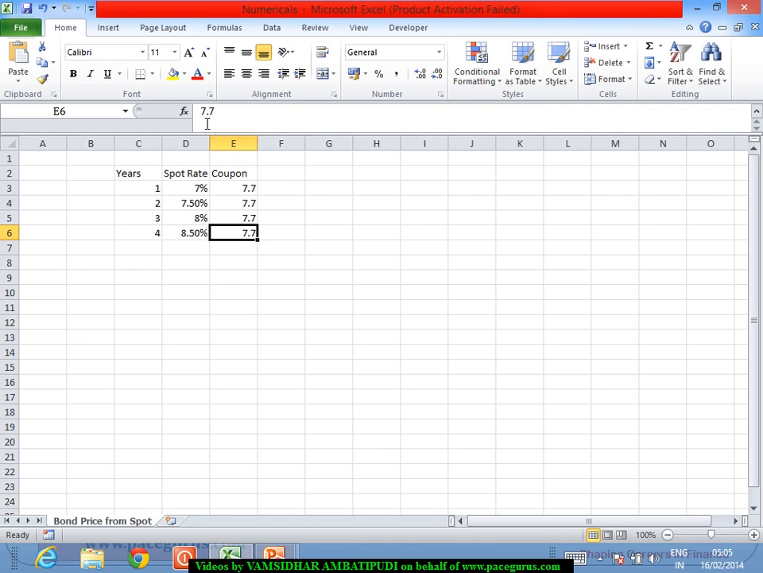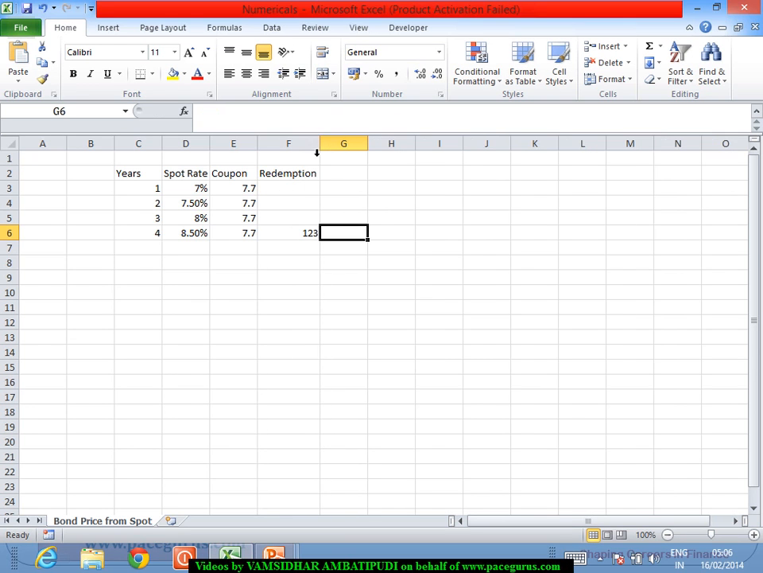So along with this coupon in the final year, a principal redemption value of 123 is also being paid. So the total cash flows, instead of calling them coupon, let me keep it as 7.7 itself. But at the same time, there is a principal repayment or redemption value, right? It also has a redemption value, where in the 4th year we are getting 123.